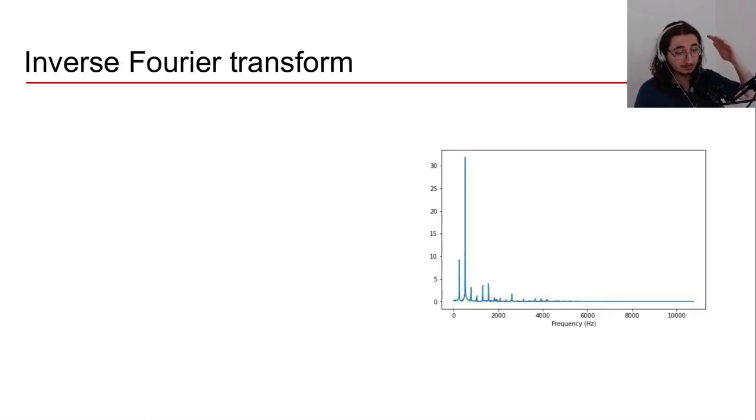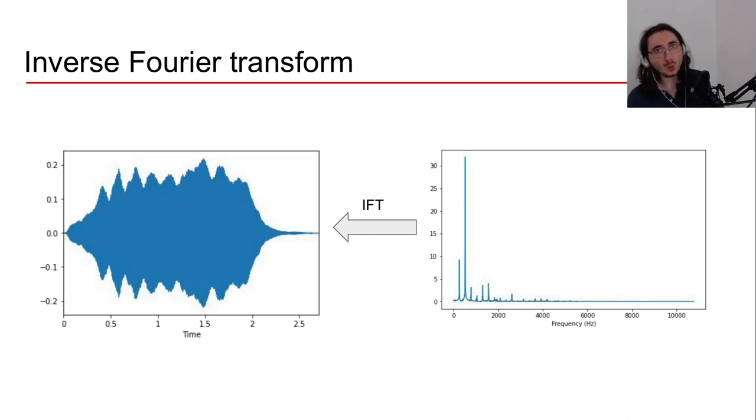So the process of going back from frequency domain to time domain is called inverse Fourier transform. So we start from the frequency domain, we apply an inverse Fourier transform, and we go all the way back to the original signal in the time domain.